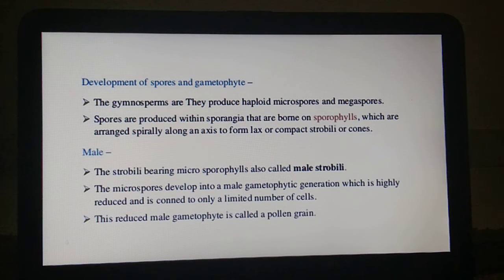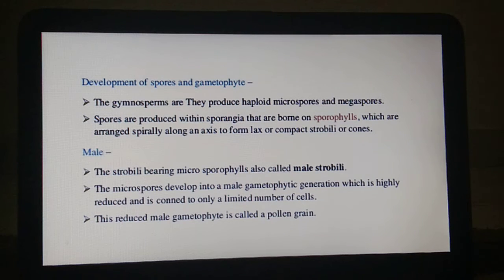Students, talking about their development of spores and gametophyte. The Gymnosperms produce haploid microspores and megaspores, the male and female spores, and spores are produced within sporangia. These sporangia are borne on sporophylls, leaf-like structures. Within the sporangia the spores are produced through meiosis division, and the sporophylls are arranged spirally along an axis to form compact strobili or cones. You might have seen the Pinus cones.